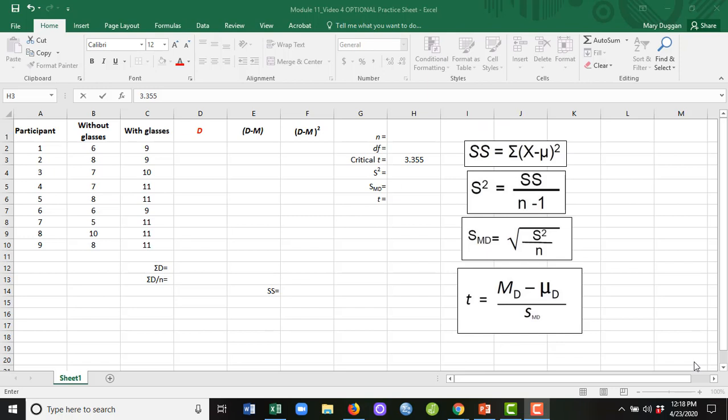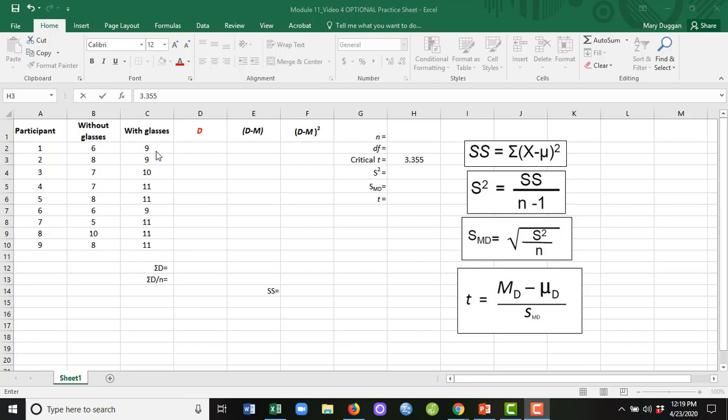Here is the Excel sheet where I have everything set up for you already. So we have our participant numbers here, ID numbers. Those aren't numeric, that's just categorizing each participant with a number. And then we have the favorability ratings that the participants gave for individuals without glasses and for individuals with glasses. And the very first thing I need to do in a repeated measures t-test is to find the difference score between with glasses and without glasses.